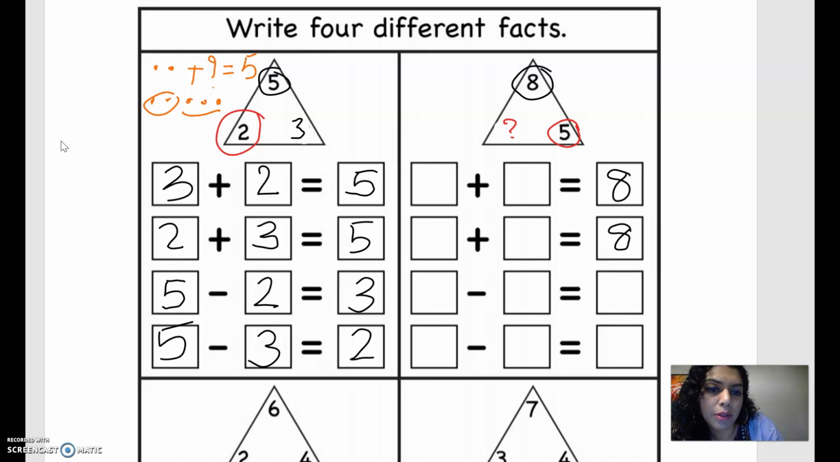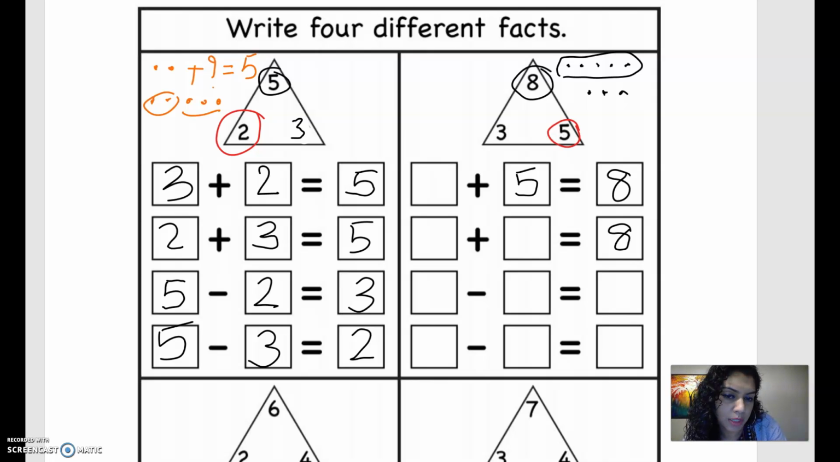I know one number, which is 5, and I have to figure out what the missing number is. So I'm going to use the same method. I'm going to draw 1, 2, 3, 4, 5, and I'm going to put a circle around it because I know that number. It's already there. How many more dots do I need to draw to get 8? So I have 5 here, 6, 7, 8. I needed 3 more. I'm going to erase this. Oops, and I have 3 there.